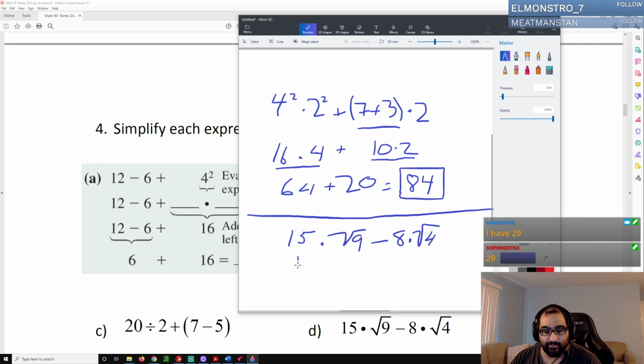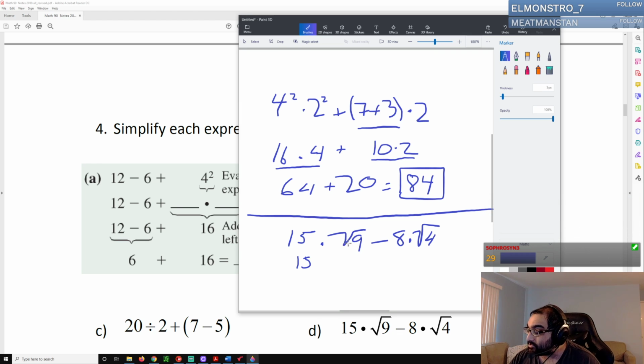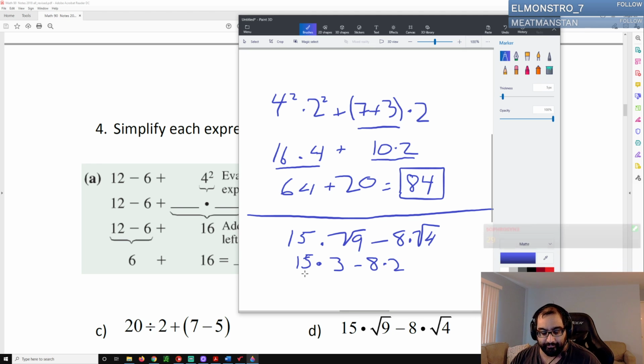First and foremost, we have to do the square roots first, because again, square roots are dealt with like exponents. The square root of 9 is going to be 3, right? 3 squared is equal to 9. We also have the square root of 4, which is going to be 2. 2 squared is equal to 4.